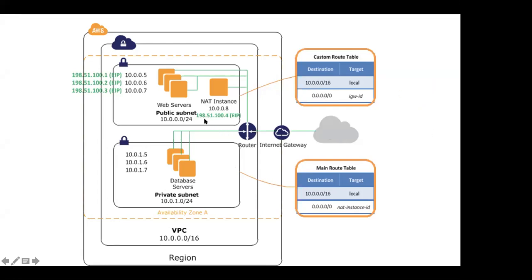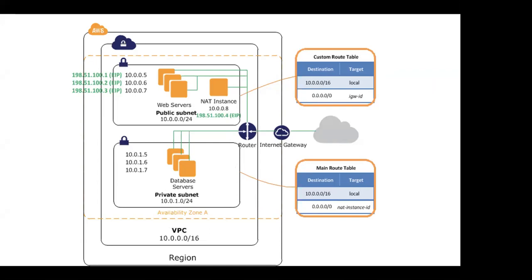They can come till here, right? They can come to 198.51.104, but this won't allow reverse traffic to come to 10.0.15, because there is no reverse path from the NAT instance to go to this. So that's why it will be a one-way communication. It won't be a two-way communication.